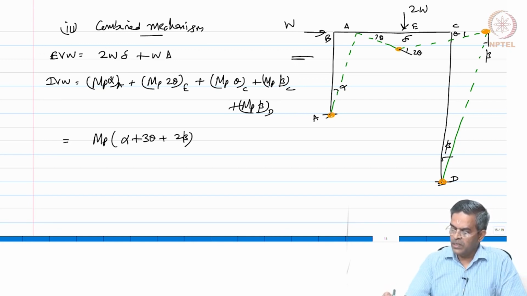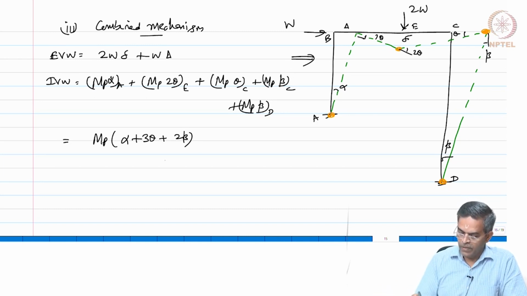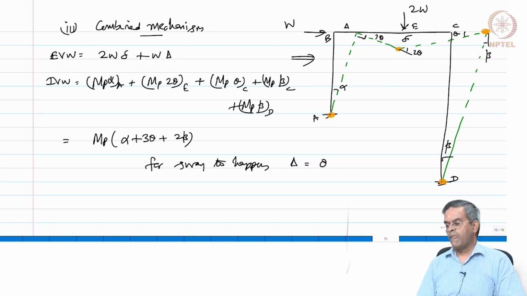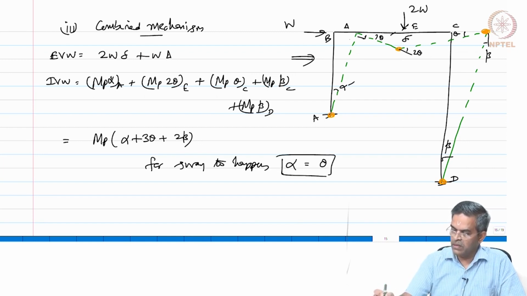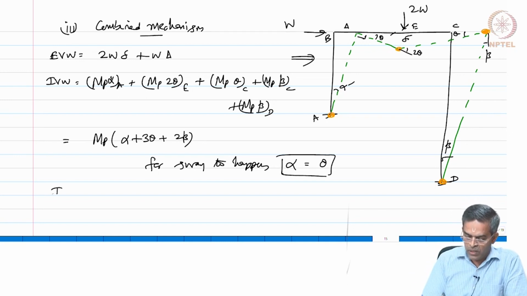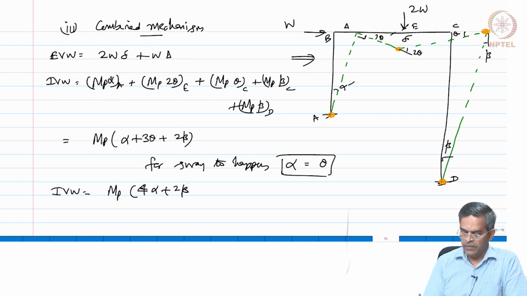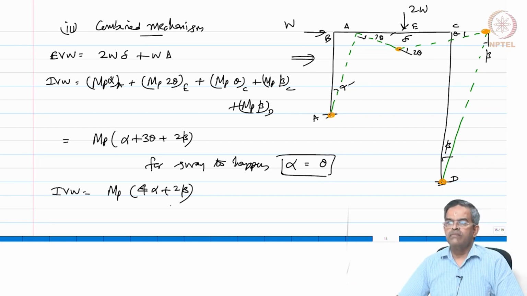Now, for a sway to be happening, we can say, keeping this angle as 90, for sway to happen, alpha should be theta, is it not, this angle and this angle, because then only this angle is 90. So, therefore, internal virtual work will become MP times of 4 alpha plus 2 beta. Okay?